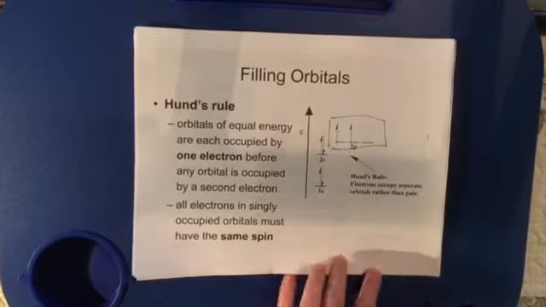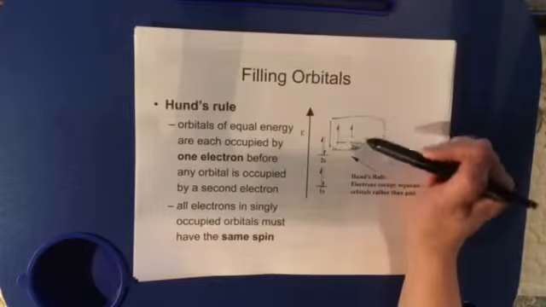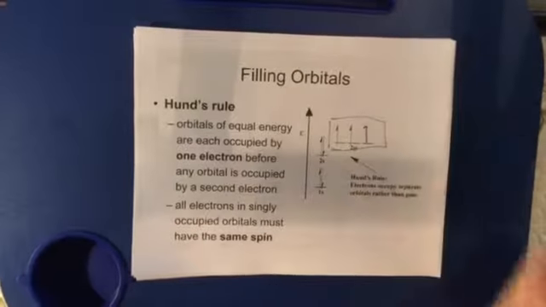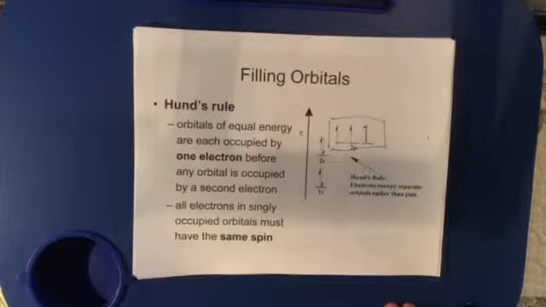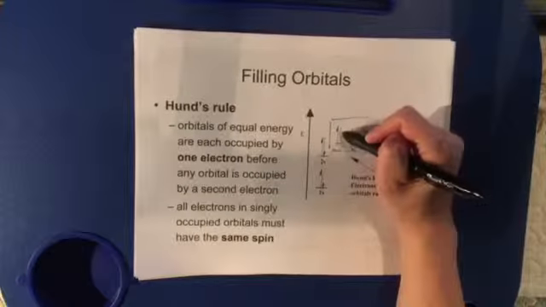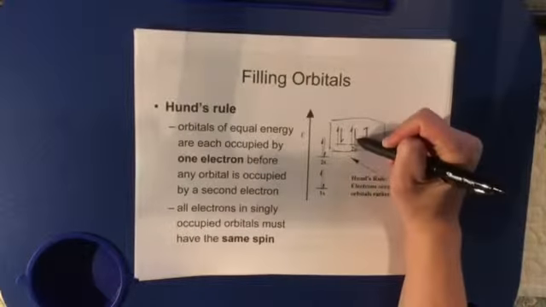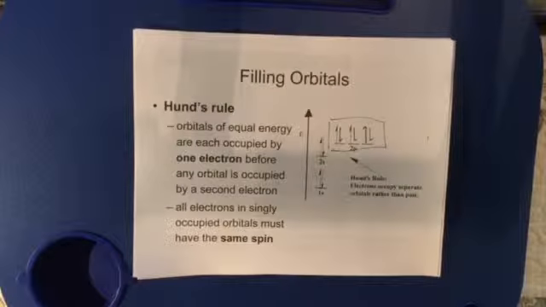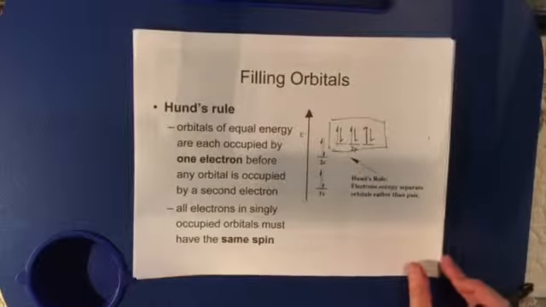And so if we were adding another electron here, we'd first put it in that third one, and then we would start pairing. And then we could put one in there, and one in there, and one in there. And so this is talking about where the electrons go as we're filling them.